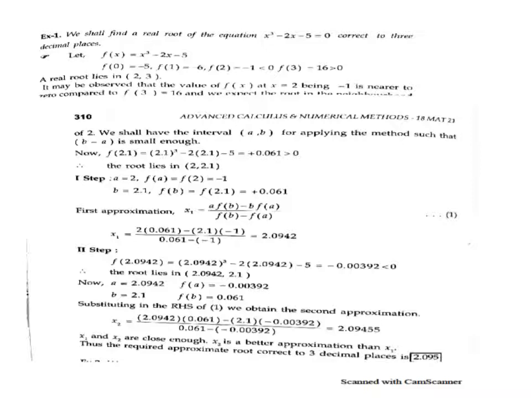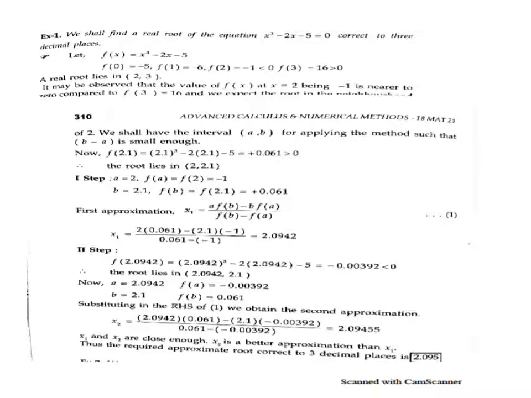Therefore, now we observe that f of 2 is less than 0 and f of 3 is greater than 0. That is, we use the property f of a into f of b is less than 0 and say that the root lies between 2 and 3.